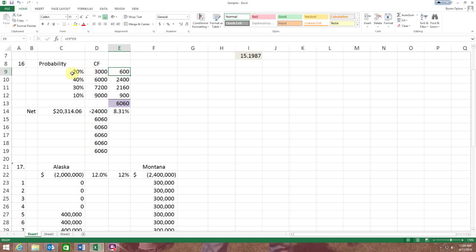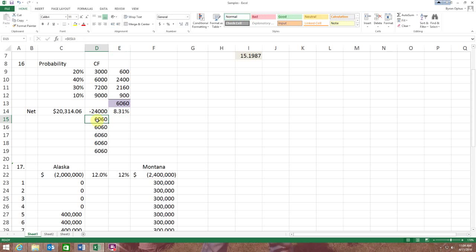And so I just multiply, again, my probability times my cash flows. Okay. And that gives me that. And then I do my expected outcome. You know, I copy this down first, okay, and then I calculate the sum of those. Okay, so if I get $6,060, and I put in that my investment was 24 grand.